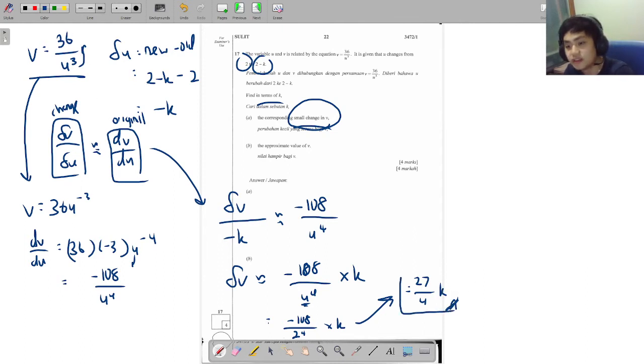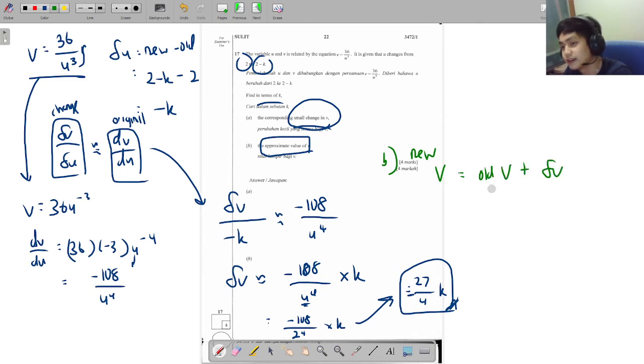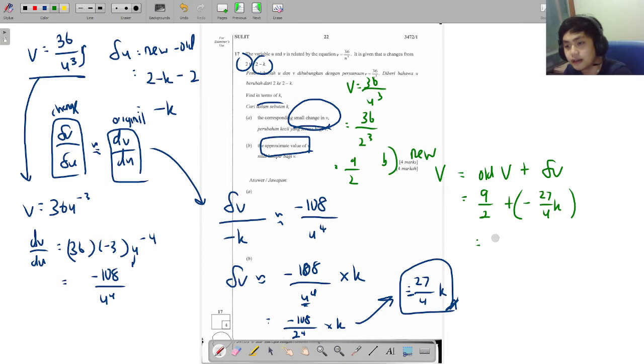So since we know the change in v already, they ask us to find the approximate value of v. So the approximate value of v, basically the new v, we can say that it is the old v plus delta v. So the old v in this case, we need to count it. So v equals 36 over u cubed. So 36 over 2 to the power of 3, and that is 9 over 2. So it's just 9 over 2 plus delta v, which is negative 27 over 4 k. So it's simply 9 over 2 minus 27 over 4 k. Right, so you can just leave it like that. I think it should be okay.